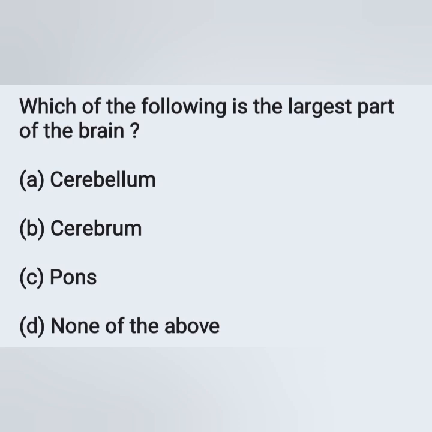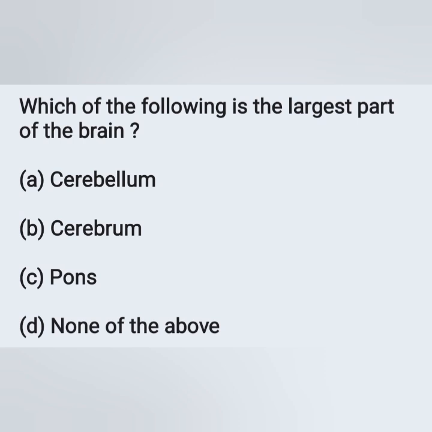In the previous video, we discussed questions from the cardiovascular system, and today in this video we can see questions from the nervous system. First question, which of the following is the largest part of the brain? Options: option A cerebellum, option B cerebrum, option C pons, option D none of the above.